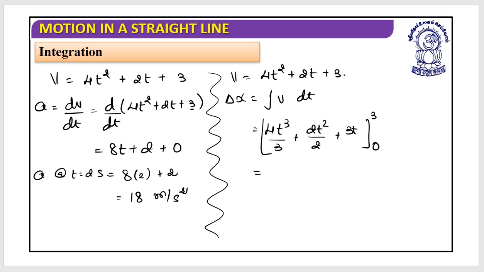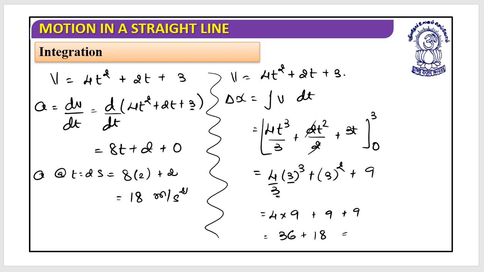It's 4 by 3 into t cube, so 3 cube, plus 3 square, plus 3 multiplied by 3, which is 9. So this is 4 into 3 cube by 3, that is 3 square multiplied by 9, plus 9 plus 9. 4 nines are 36 plus 18. When I add 36 plus 18, it's 54 meters.